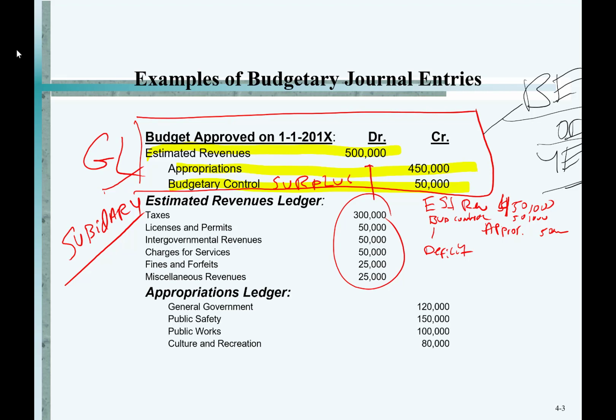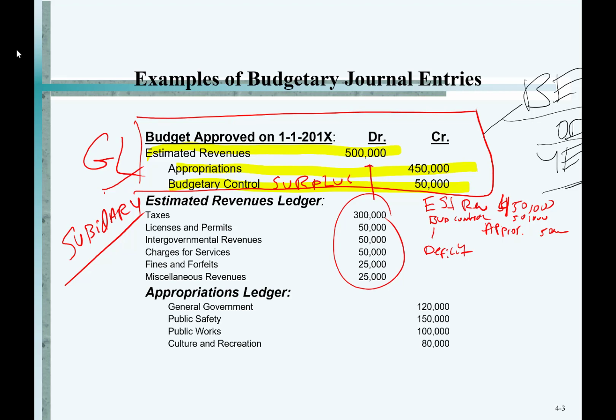Okay, so what happens? We sit here and we have this surplus. In this example, we credit budgetary control, but you could have a deficit, in which case you would debit the budgetary control. It's one or the other; they're mutually exclusive. So here we're using our budgetary accounts: debit estimated revenue, credit appropriation. If you have a surplus, credit budgetary control. If you have a deficit, debit budgetary control. I'm only interested in your being able to handle this GL level journal entry. I don't care about the subsidiary level detailed information.